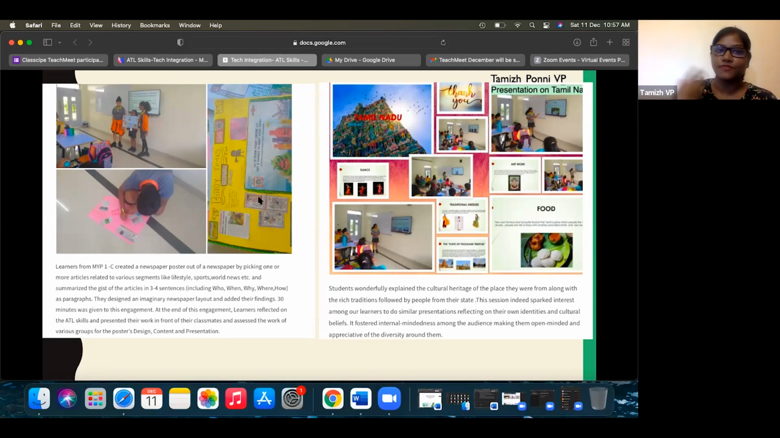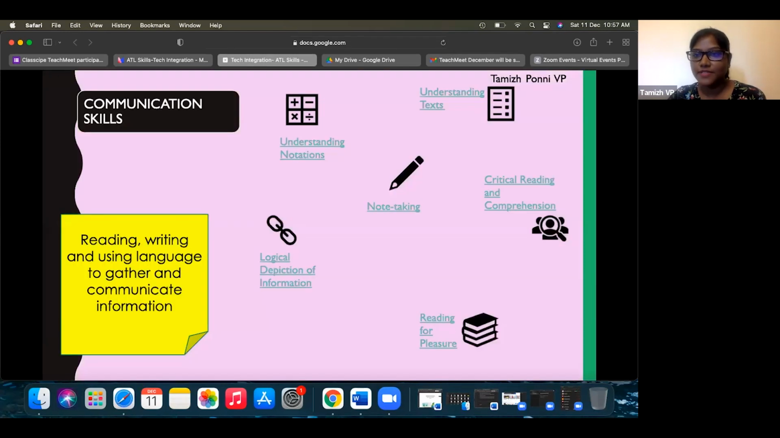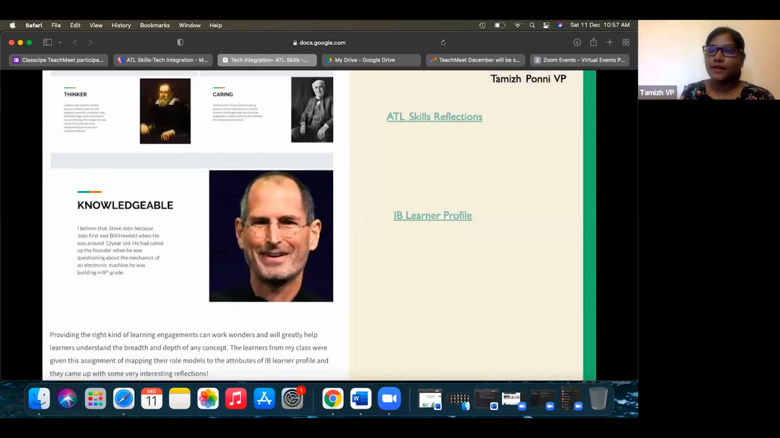And many ATL skills are involved in this inherently. Since we had students from different parts of the country, once every week we asked them to make a PPT on their hometown. They come and talk very interestingly about the culture, because India is such a beautiful country with diverse cultures. We just had this content coming from the students, and they learn to appreciate diversity through that. Then you have communication skills: how to read, write effectively and understand language, how to critically take notes, how to comprehend text.